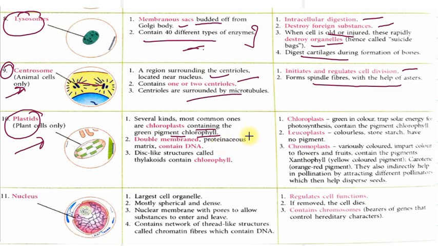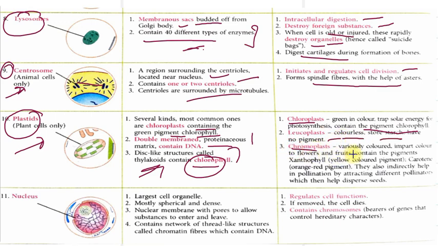They are double membraned, having a proteinaceous matrix, and contain DNA. They have disc-like structures called thylakoids, and these disc-like structures contain the chlorophyll. Important thing to remember. So chloroplasts are green in color. The plastids are of three types. Chloroplasts, green in color, trap solar energy for photosynthesis, contain the pigment chlorophyll, right? Site for photosynthesis. Leucoplasts are colorless, store starch and have no pigment.